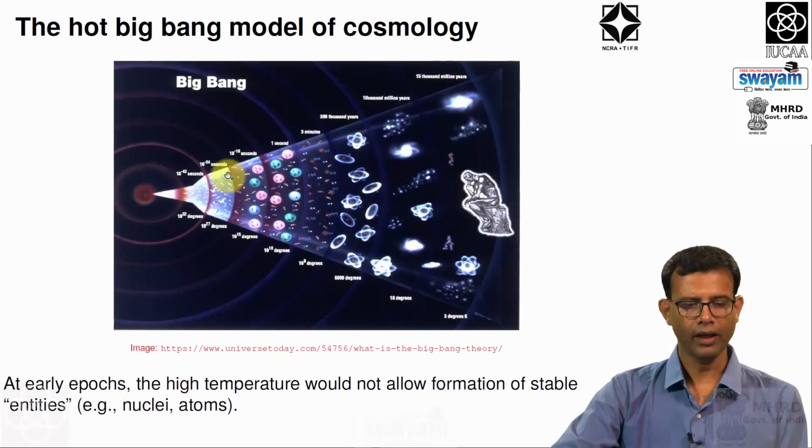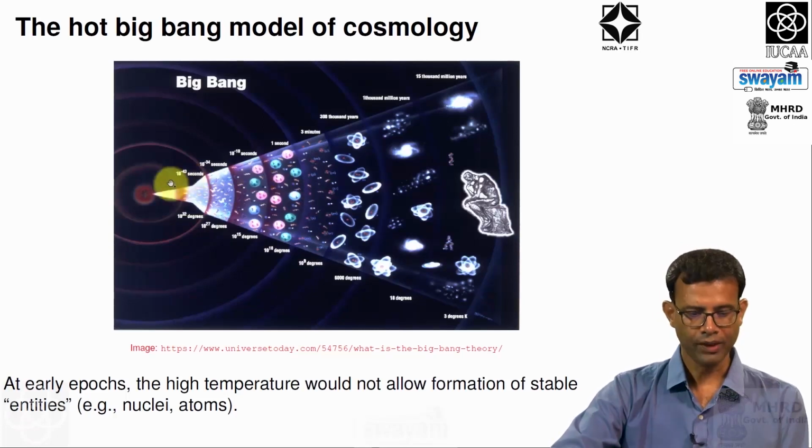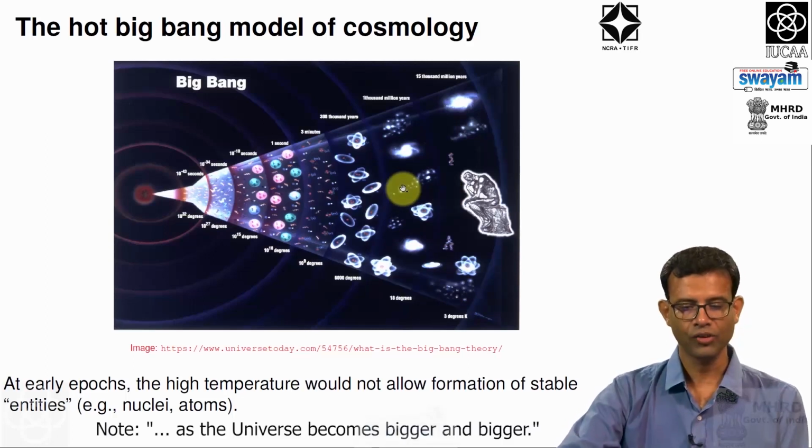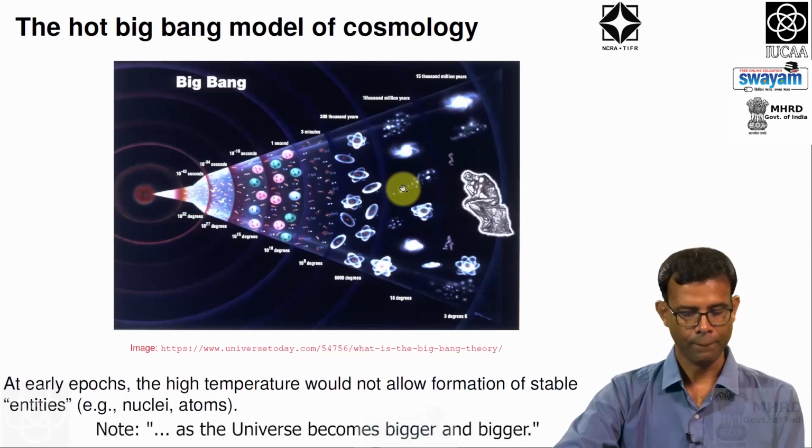Just remember, we are working under the paradigm of the hot Big Bang model. So, at early epochs the universe would be smaller, just what has been depicted in this picture, a smaller universe, and then it expands, and then various things happen as the universe evolves.